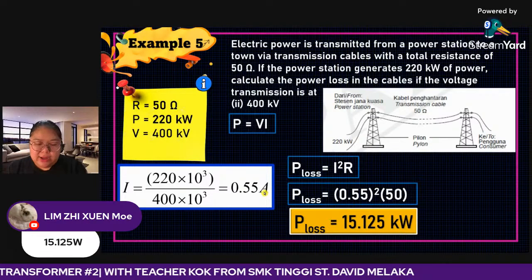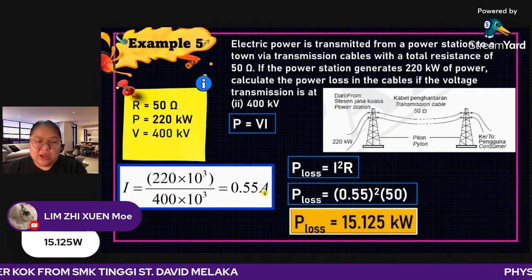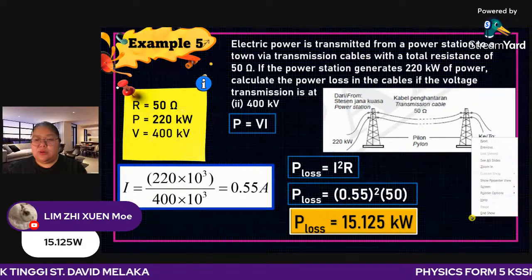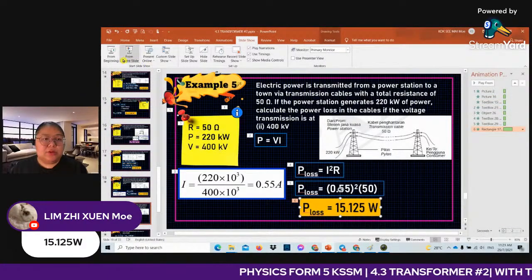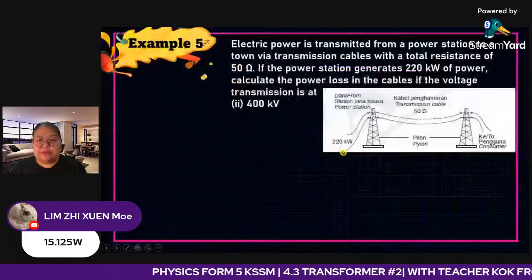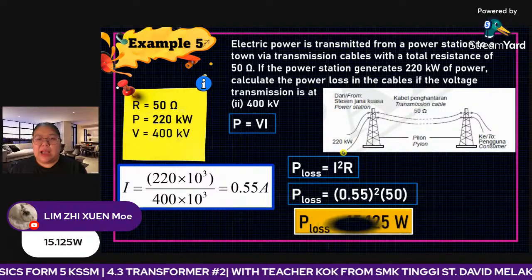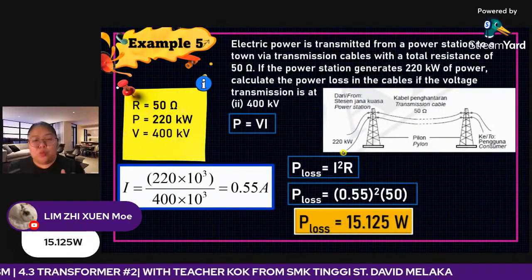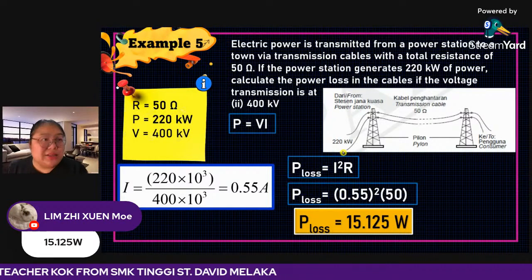Okay, we go to square. 0.55 squared, multiply 50. No kilo. Please, no kilo. If kilo, no more already. So this one is no kilowatt, only watt. So I only lost how many? I only lost 15.125 watts. You see, very little already, is it?